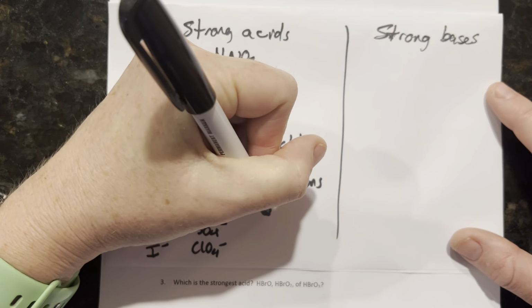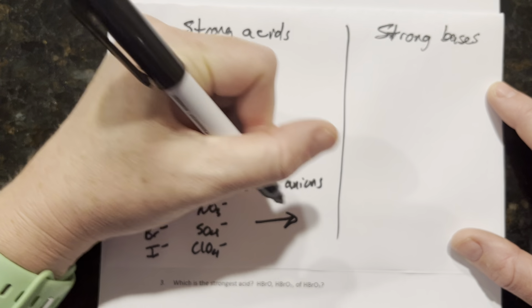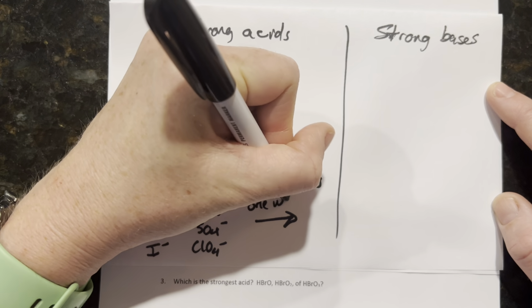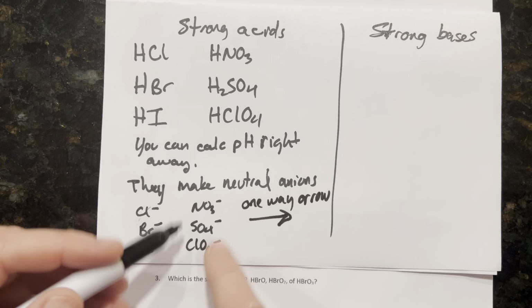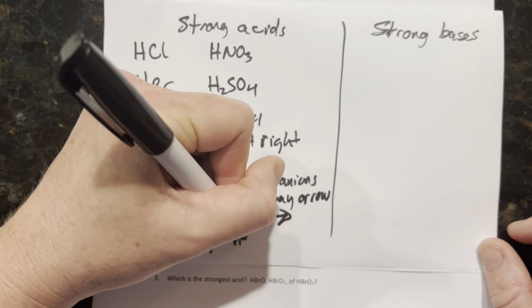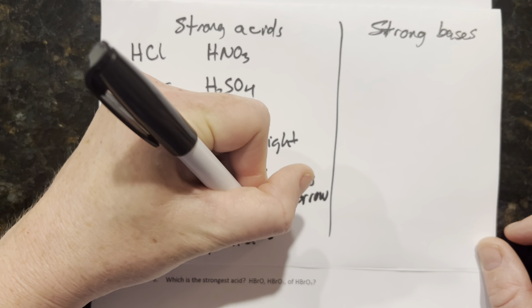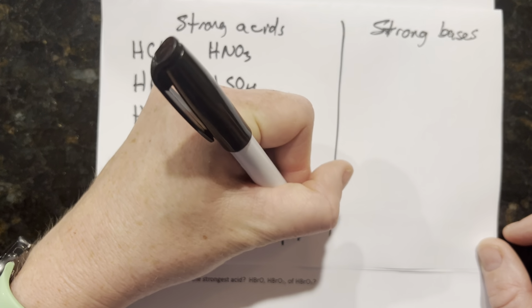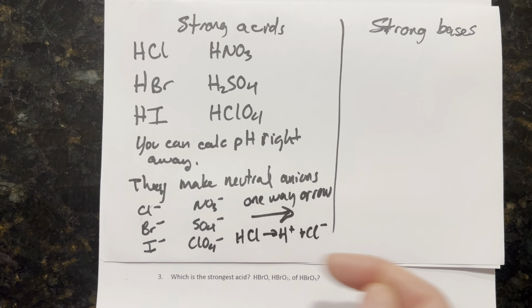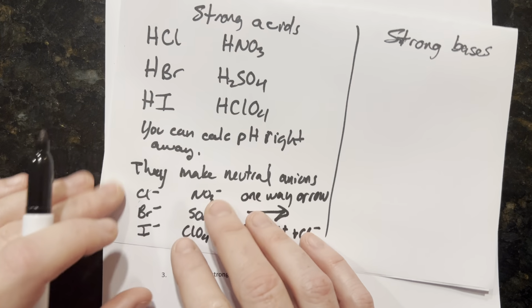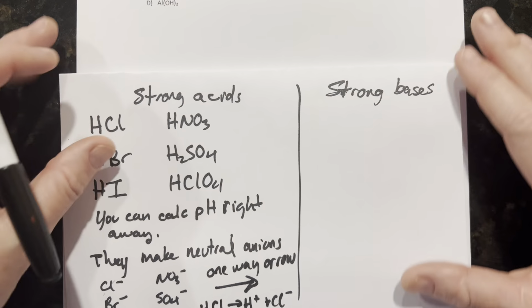Another thing is that they have a one-way arrow. And part of that is because these conjugate bases are really weak. So if you have HCl and it breaks down to H plus and Cl minus, because Cl minus is neutral and not a base, it can't go the opposite direction. And so it only goes in one single direction. That's our strong acids.